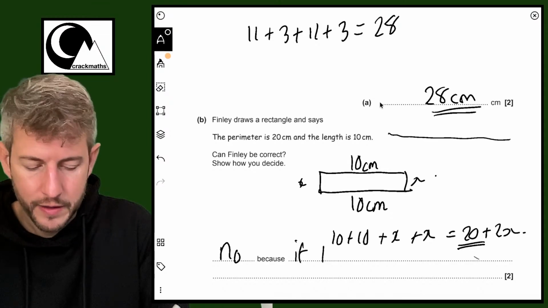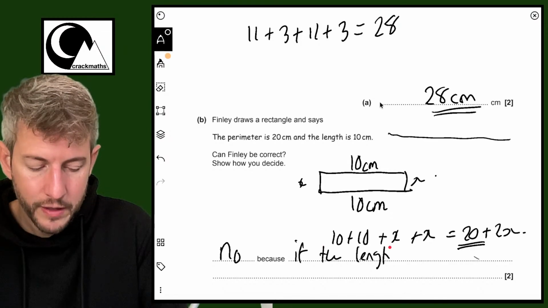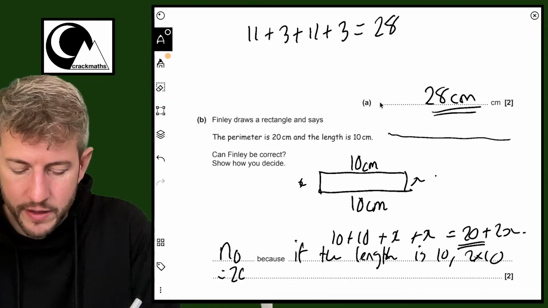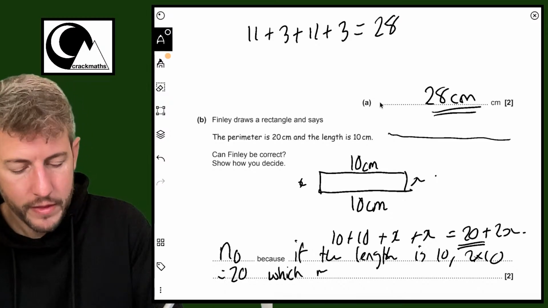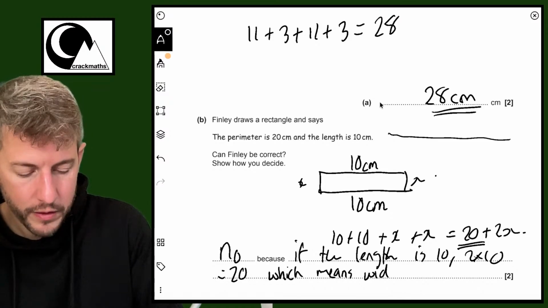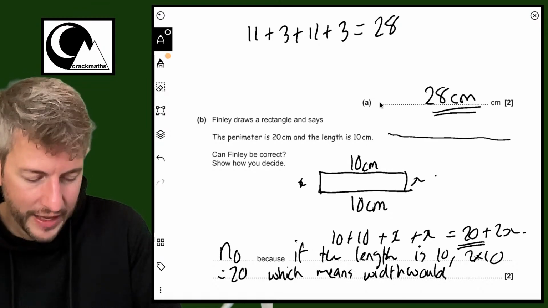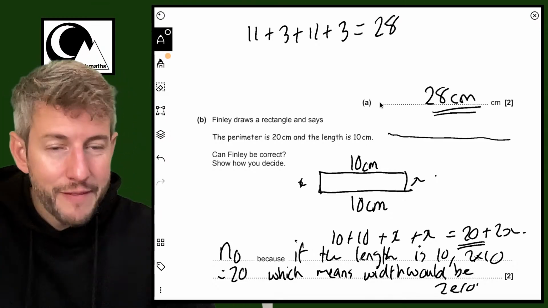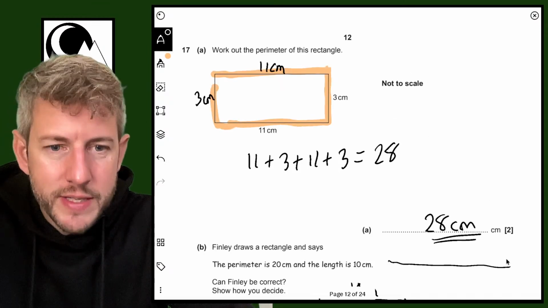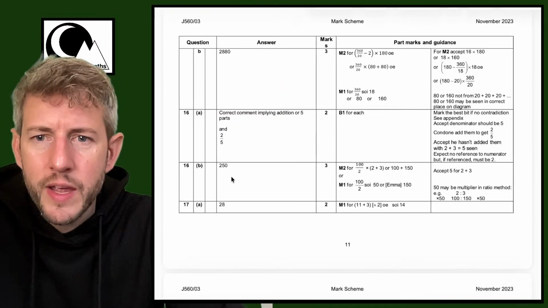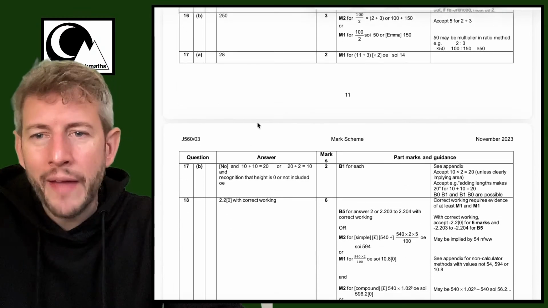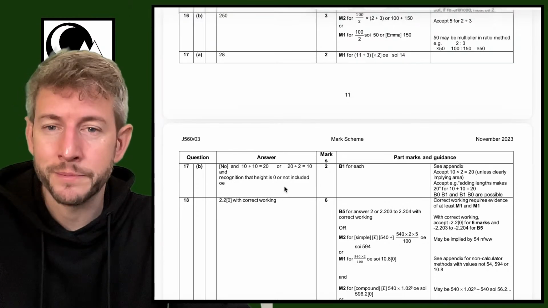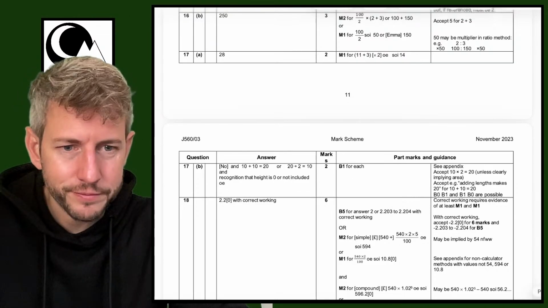So no, because if the length is 10, 2 times 10 equals 20, which means the width would be 0. That's the problem there, the width would be 0. Great. Let's mark that and see what they wrote down. Yeah, 28 there, and for this one they want to see that 10 add 10 equals 20, and a recognition that a height of 0 isn't okay.